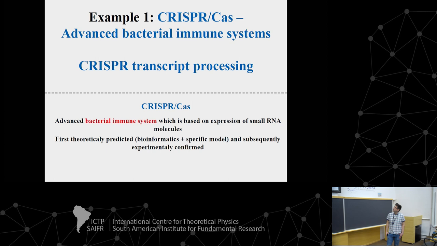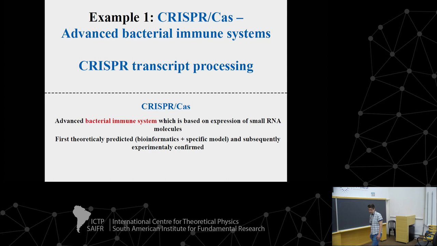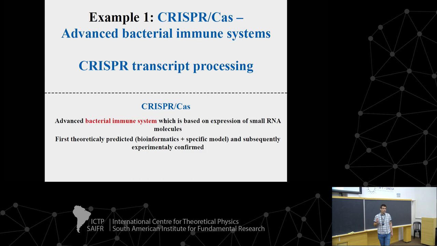The first example is CRISPR transcript processing. Up to now, I was telling you that nonlinearity is really very important, but actually this is a problem where you can realistically approximate your system as linear. And this is why I'm starting from this. It is a piece of our research presented in a very simplified manner, but I think it's very good for teaching.